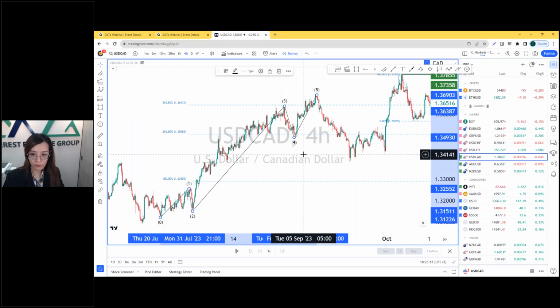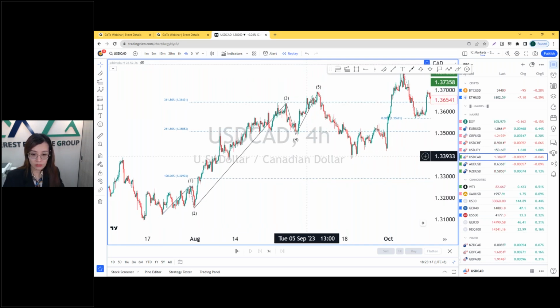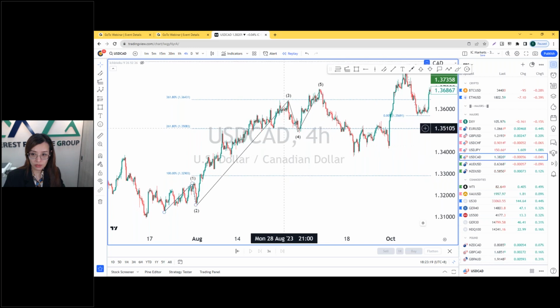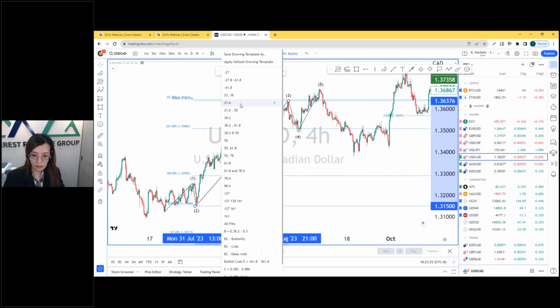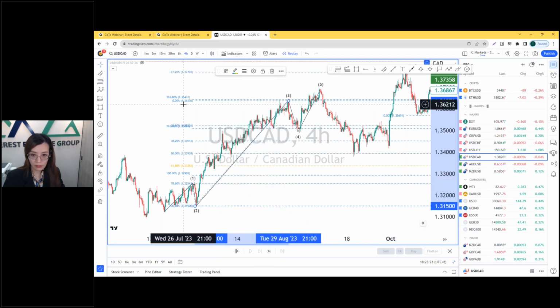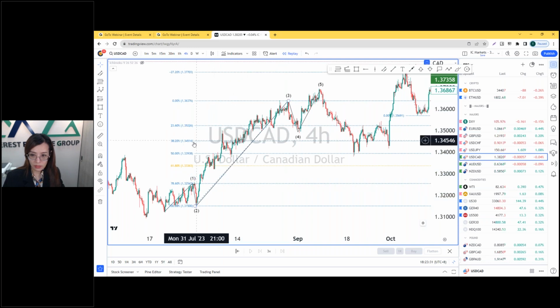And what about wave 4? What you can see is wave 4, of course, retraces wave 1 to wave 3. You pull out all the Fibonacci levels. It retraces between 23.6% and 38.2%, which is what it retraced here.